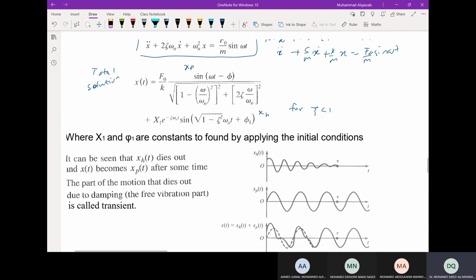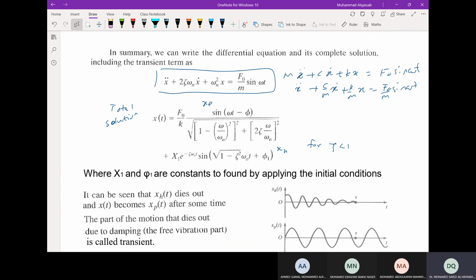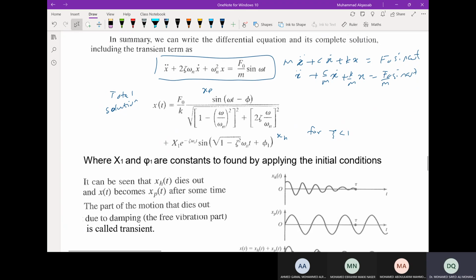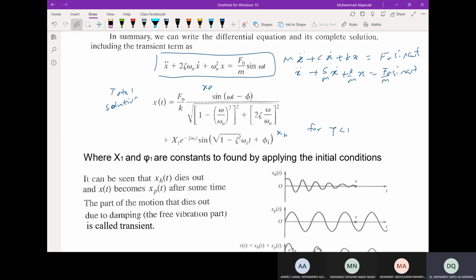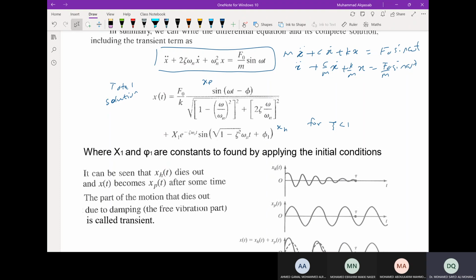Then we talked about the total solution, which consists of homogeneous and particular parts. This is the case for zeta less than 1, underdamped. This is the particular solution, and this is the homogeneous solution, where x1 and phi1 are unknowns to be found from the initial conditions on X.